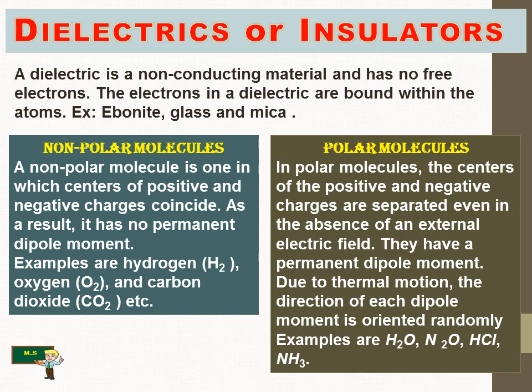Now let's see what you mean by non-polar molecules. A non-polar molecule is one in which centers of positive and negative charges coincide. As a result, it has no permanent dipole moment. Examples of non-polar molecules are hydrogen H2, oxygen O2, and carbon dioxide CO2, etc.